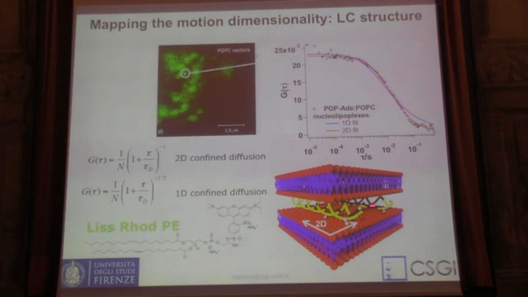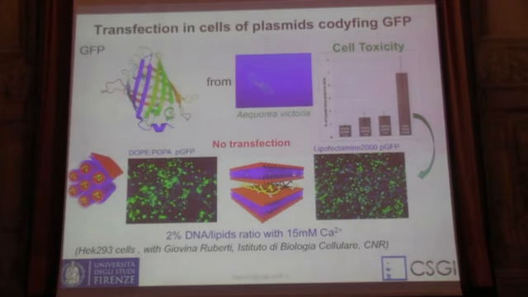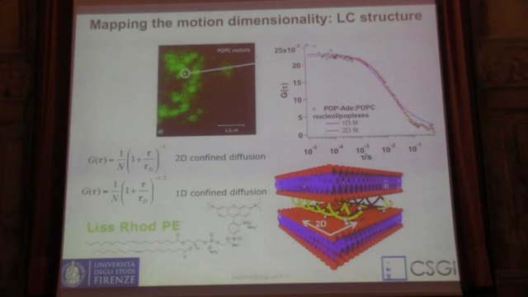For example, a DNA in a lamellar structure should diffuse as a 2D, so you should follow this law. But if you have DNA in a cylinder, like in the hexagonal structure, you should follow one confined diffusion. We will see that this is not so true, because it's more complicated. So in this system, you have a 2D diffusion, a pure diffusion.